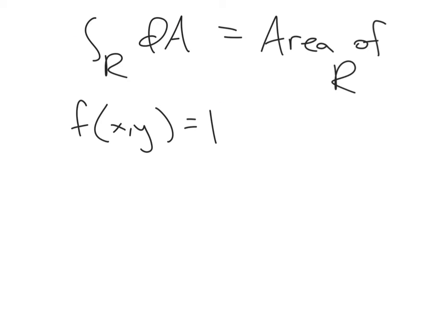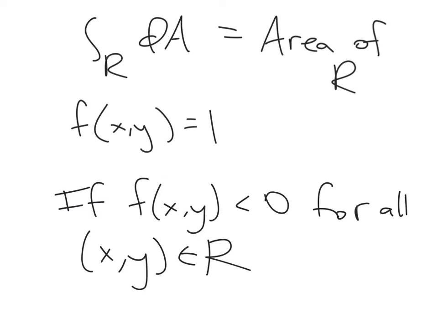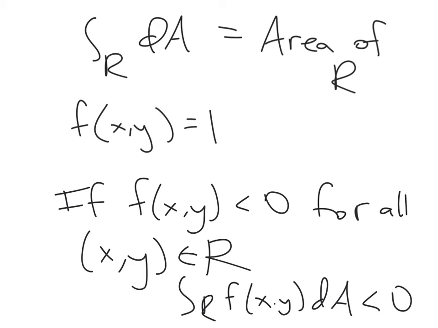Similarly, if the function is negative everywhere in the region R, so if f of x comma y is less than 0 for all points x, y in R, then the integral is going to be negative.